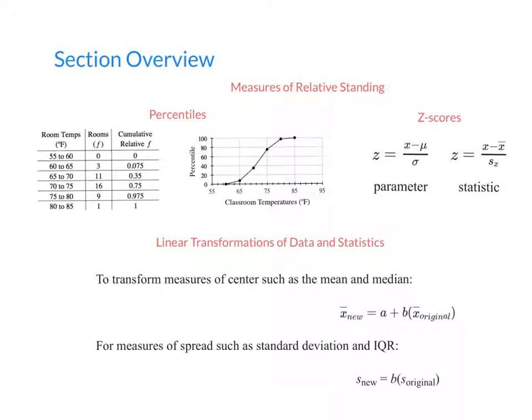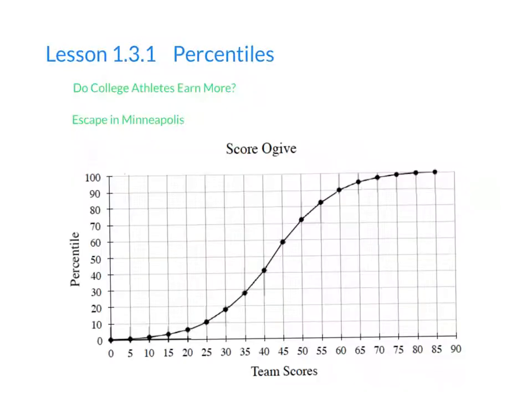Finally, the effects of linear transformations of data upon summary statistics of center and spread are explored. This entire section is a foreshadow of Chapters 5 and 6, where the ideas will be revisited and used extensively.